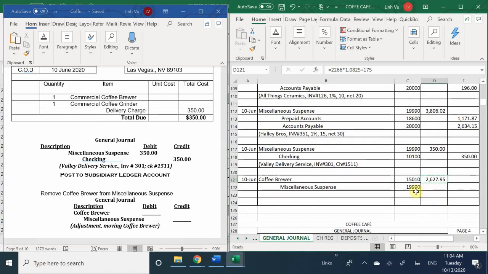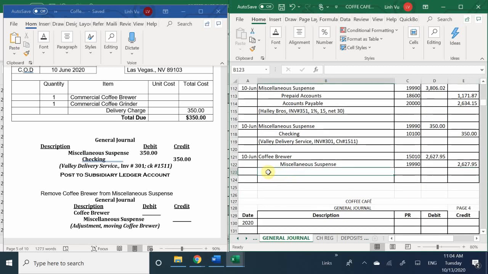And what that's going to entail is we got a grand total of 2627.95 for the coffee brewer that we're going to be taking out. So 2627.95 is what we're going to be taking out of the account. Now in this case, I have a question for you. Do we need to go to the subsidiary ledger?